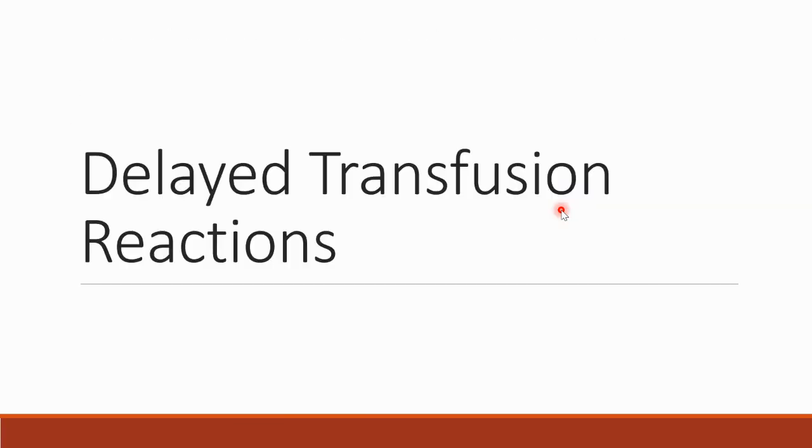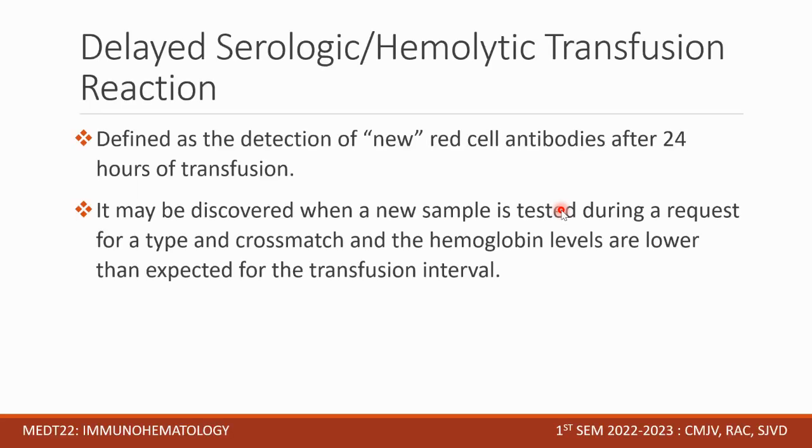Okay. So that's it for acute. Let's proceed with delayed transfusion reactions naman. Okay? So first, we have delayed serologic or hemolytic transfusion reaction. This one is defined as the detection of new red cell antibodies after 24 hours of transfusion. Okay? New red cell antibodies.